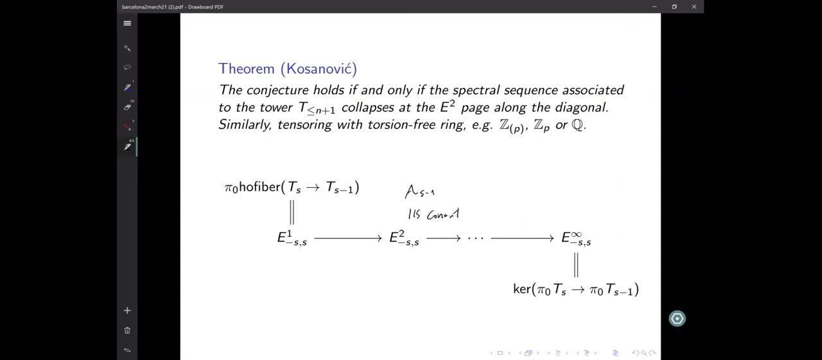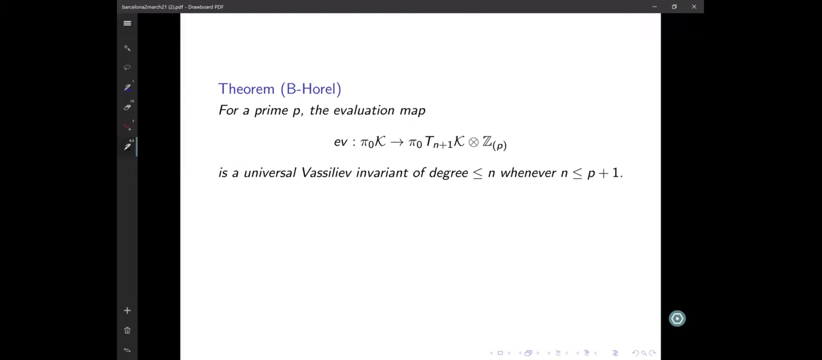So if you have collapse, all these maps are isomorphisms, and that gives you what you expect. And so this is our main theorem. We use basically this result of Danica Kozanovic, and we prove that if you take a prime P and you look at the evaluation map, then this evaluation map is a universal Vasiliev invariant of degree n, P locally.